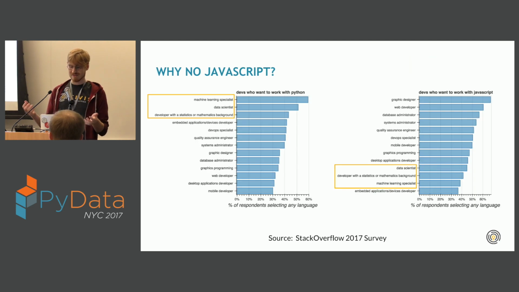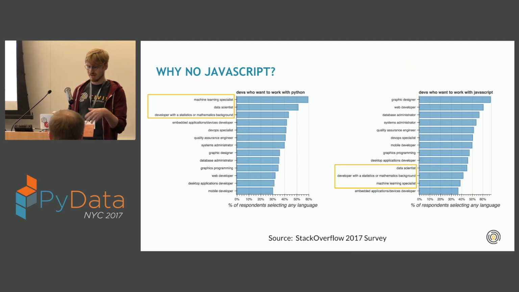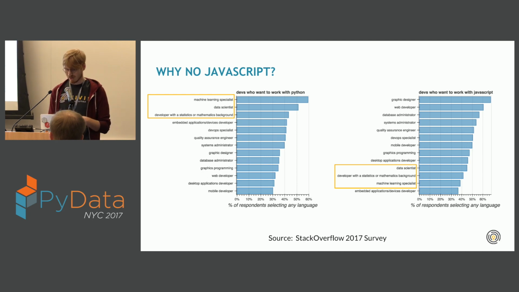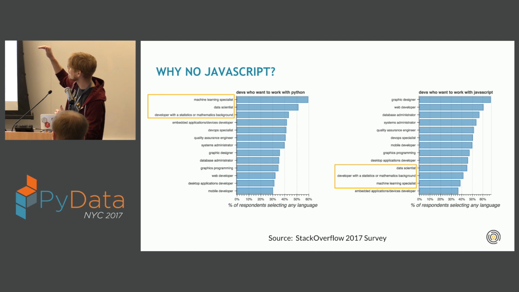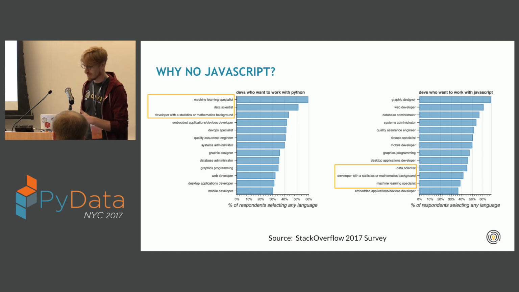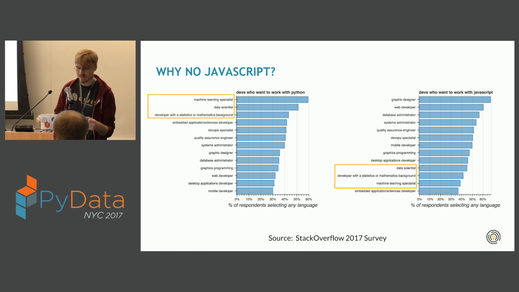Okay, so why no JavaScript? I don't think this is great evidence, but there is some evidence from the Stack Overflow survey that among developers, like data scientists and machine learning specialists, they want to learn Python, they want to use Python. They're at the top of the developers who want to use Python, whereas they're at the bottom of devs who want to use JavaScript. So you can kind of say these people want to work in Python and they don't want to work in JavaScript.